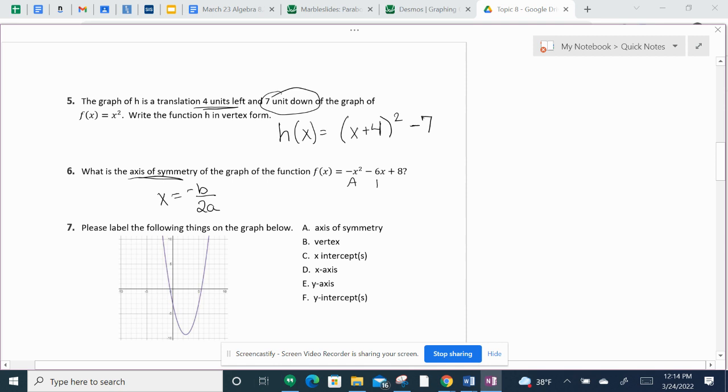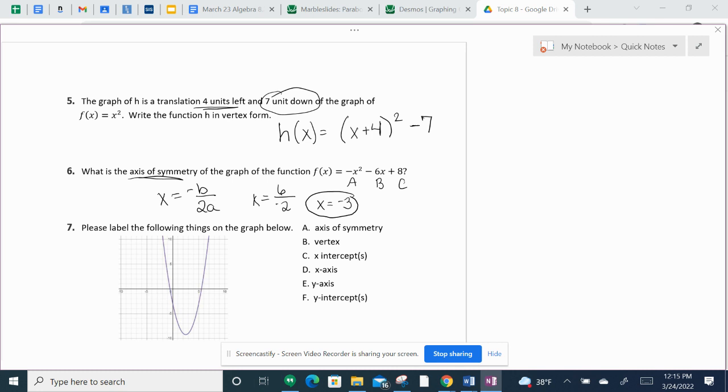So in this problem, since it's in standard form, a, b, and c are right there in a row. b looks like it's negative 6, so the opposite of b would be positive 6. a looks like it's negative 1, so 2 times a would be negative 2. So 6 divided by negative 2 would give me an axis of symmetry at negative 3. And that's all 6 is asking me to do, is find the axis of symmetry.